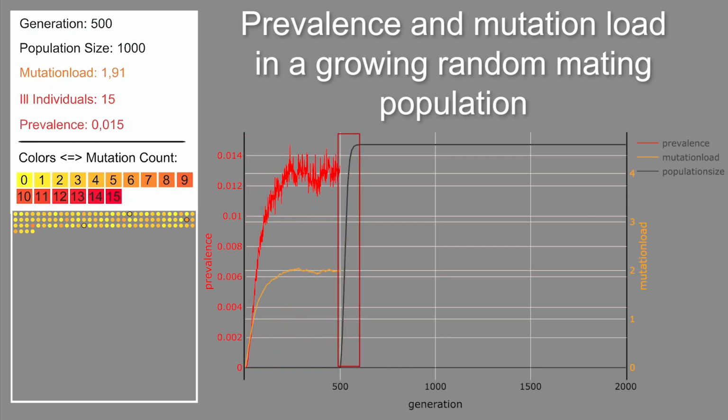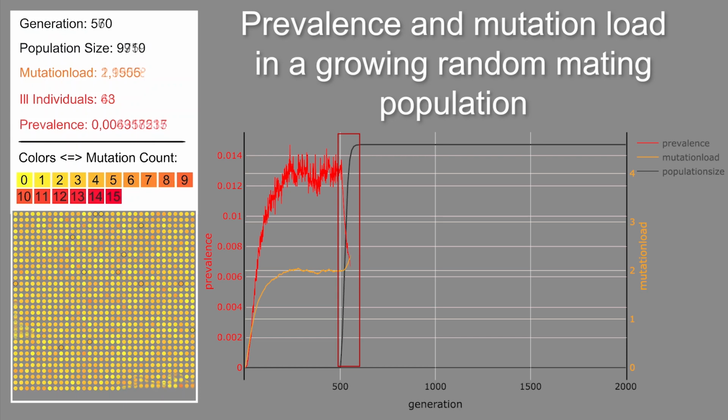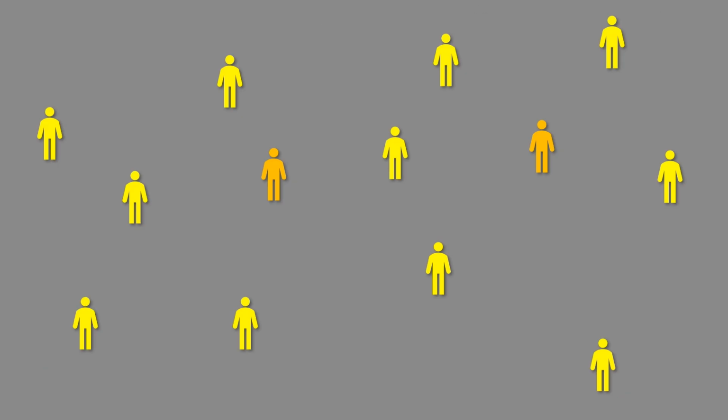Now, let's take a closer look at the phase of population growth that starts in the 500th generation. With the beginning of the population growth, the mutation load starts increasing again, while there is a strong decrease in prevalence. Why does this happen? Let's try to illustrate it with some of our well-known figures, now again including their bodies.